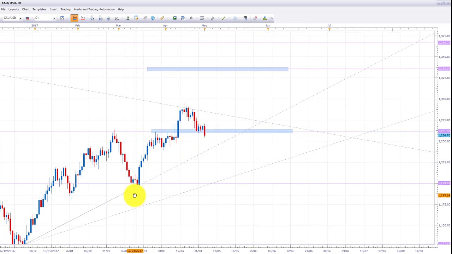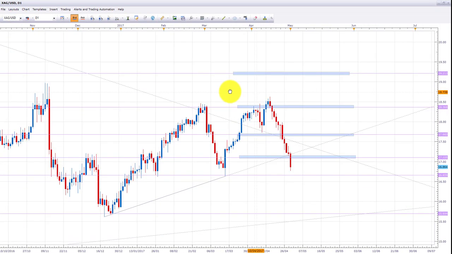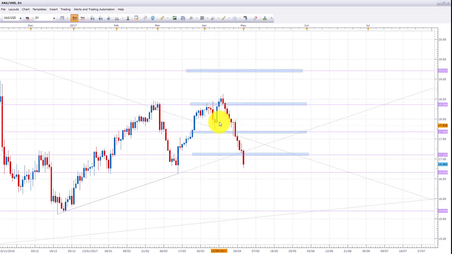So I'd have to see a breakout of this upward sloping trend line here before I consider shorts in gold, and I would be looking in that case for a move back down to this support area here and maybe this upward sloping trend line here. So we're going to wait and see how gold plays out.